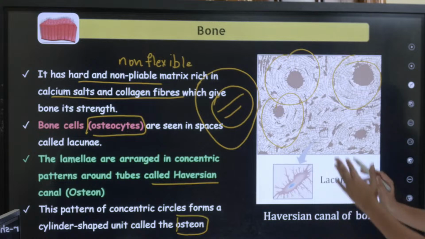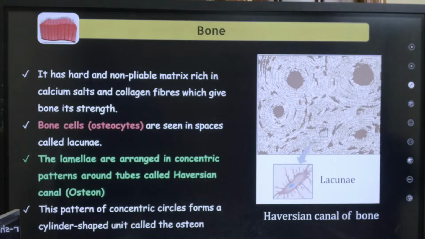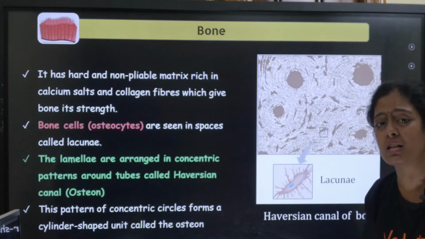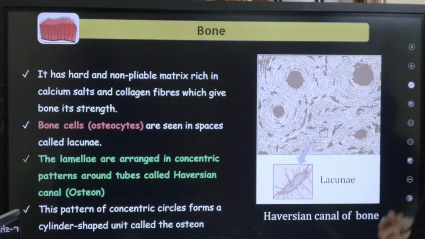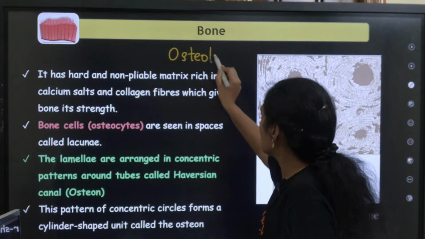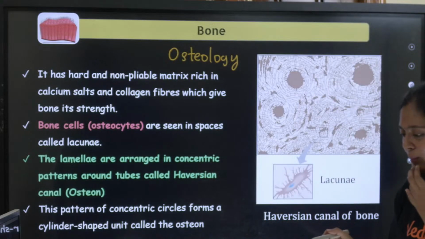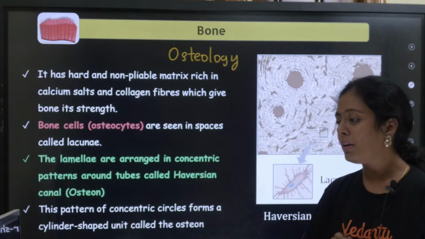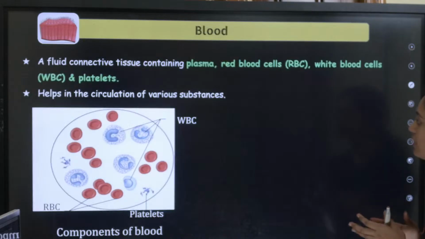Okay, this is your Haversian canal. This is how it looks. It will have many and many concentric units called osteon. So the study of bone is called osteology. How important is bone? How many bones are there in our human body, pasangala? Can anyone tell me how many bones are present in an adult human body? Yes? Anybody?